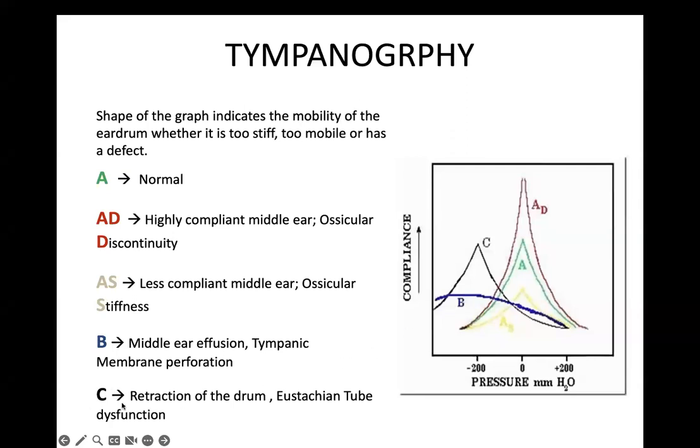So then you have C, the last thing, which is this curve right here that shifted to the left. This usually indicates that there's a retraction of the drum or dysfunction in the eustachian tube. Remember, the eustachian tube is what connects the nasopharynx to the middle ear, so any dysfunction in it can cause the eardrum to retract. Okay, it's kind of going to be sucked in. So that makes it less compliant, I guess, at higher pressures. Okay, so it's going to be less compliant at higher pressures, but more compliant at lower pressures.